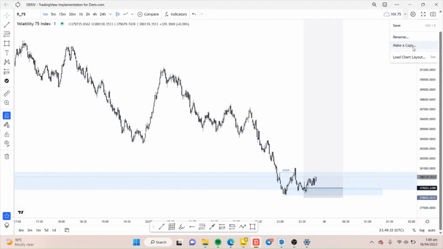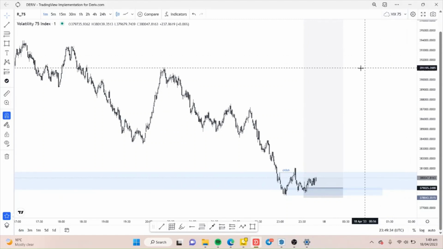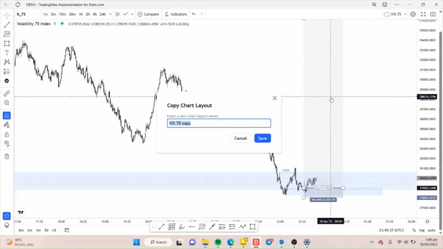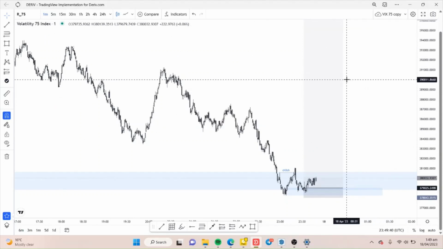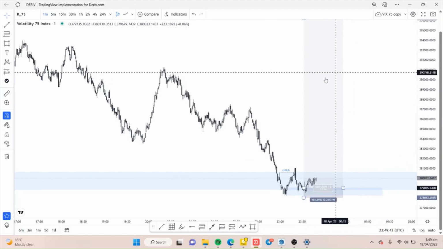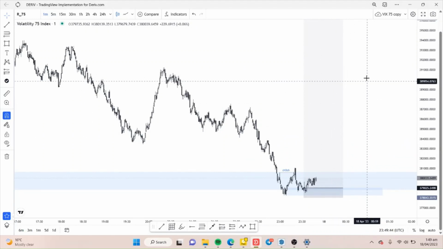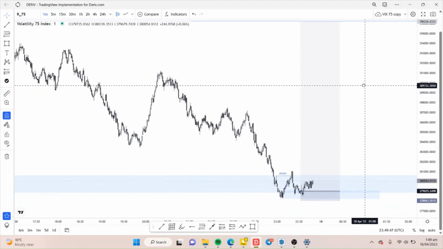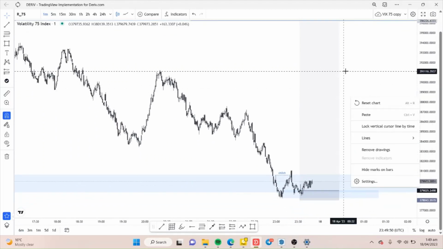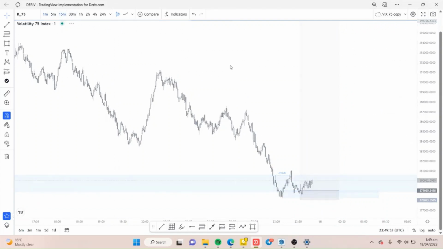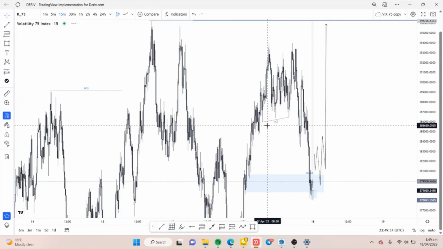So allow me to just make a copy. Okay, this is fine. It's a 75 copy, and then you're going to be with me, and we'll see how far this trade can move. So allow me to just show you before I delete everything that's here.